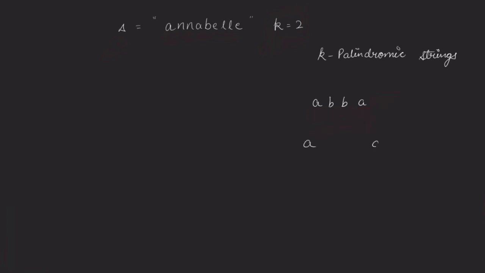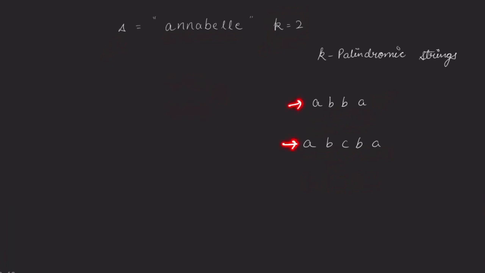Then let's suppose I have a string like this. Here also, if I read it from forward, it will be A, B, C, B, A. And if I read it from backwards, it will be A, B, C, B, A. These are the same, so this is also a palindrome. But if I have a string E, A, Z, and I read it from backwards, it will be Z, A, E. This is not a palindrome string.